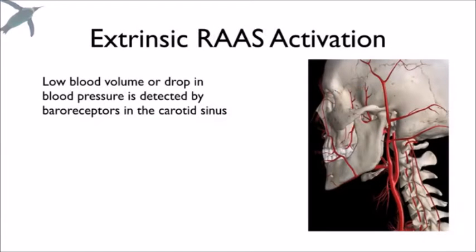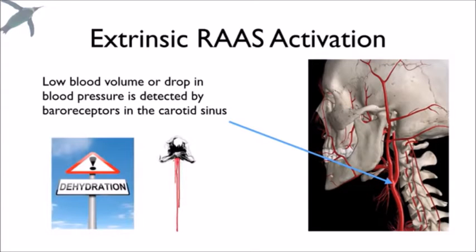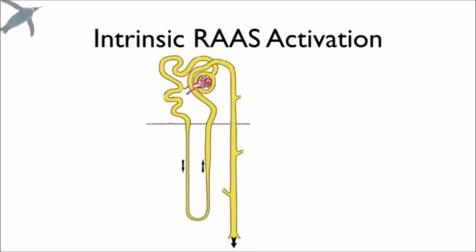Extrinsic activation of this system is going to come from the detection of low blood volume or dropping blood pressure. This could be due to severe dehydration, hemorrhage, those sorts of things. We have intrinsic regulation too. That is to say, the nephrons themselves activate this system.